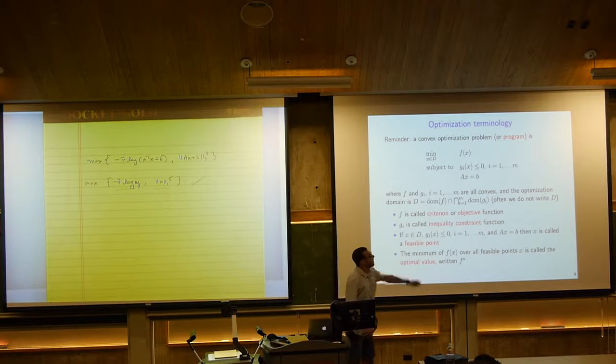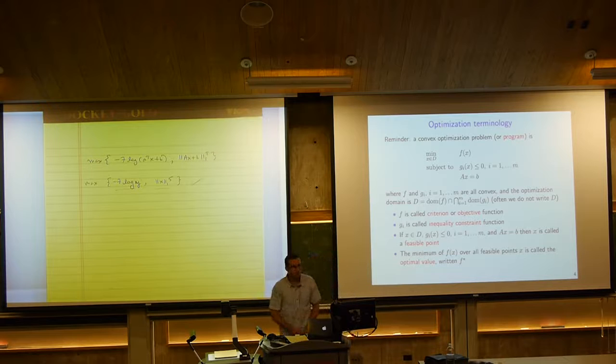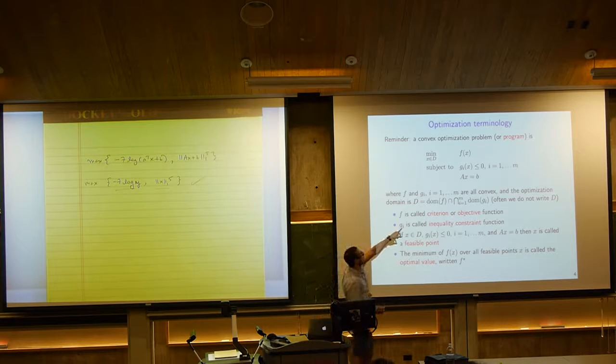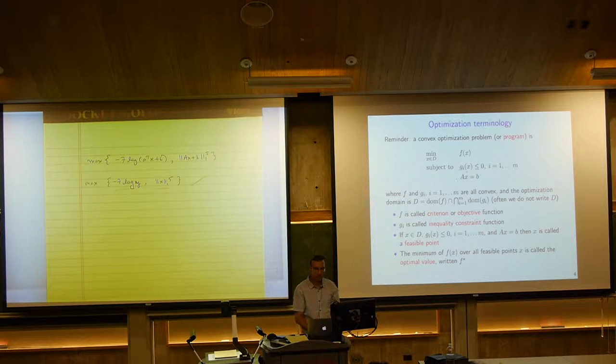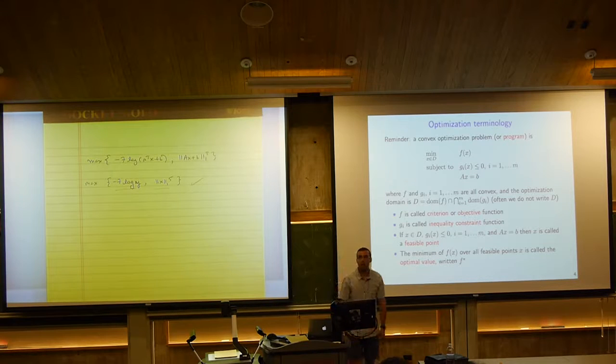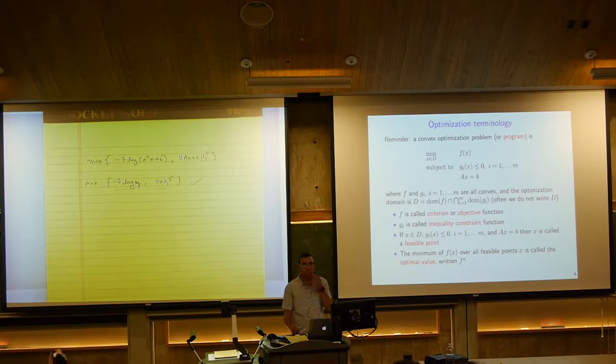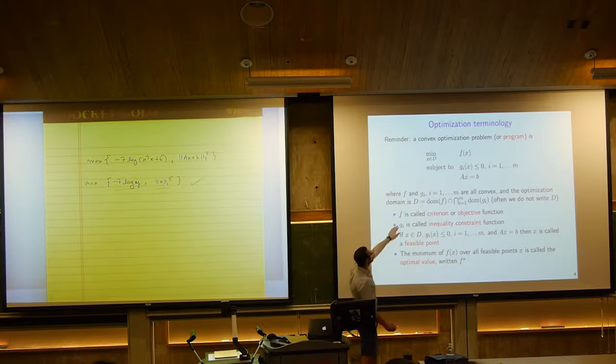So we've already defined an optimization problem. Just to remind you what a convex problem is, it's one in which the criterion and the inequality constraints are all convex, and you have linear equalities. And we sometimes call that a program rather than a problem. So I mix the words: it's a convex program or a quadratic program or a semi-definite program rather than an optimization problem.